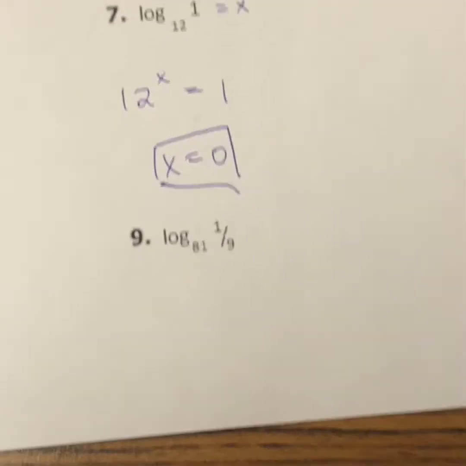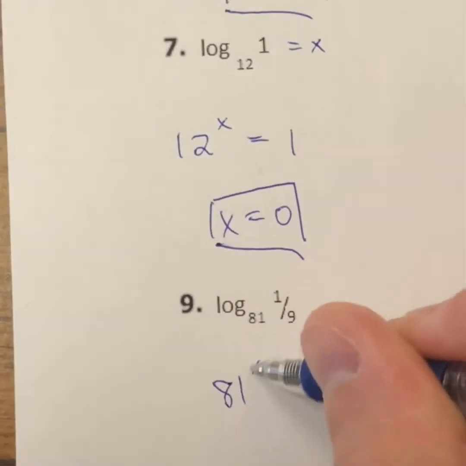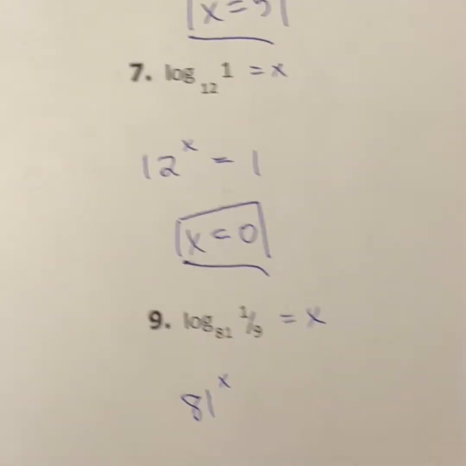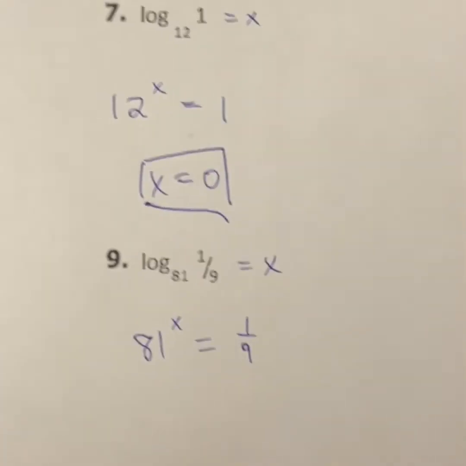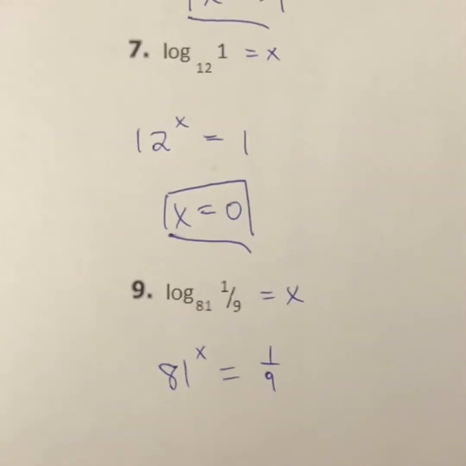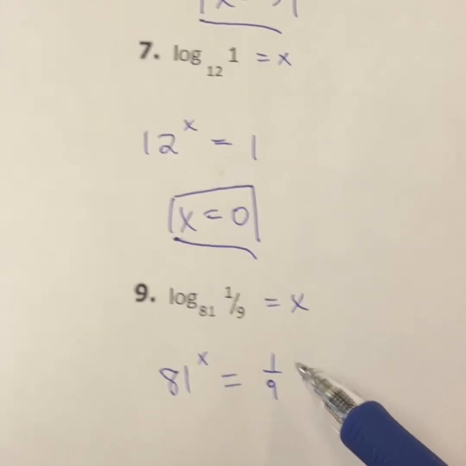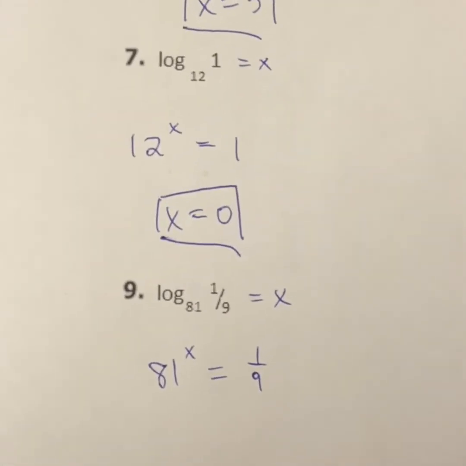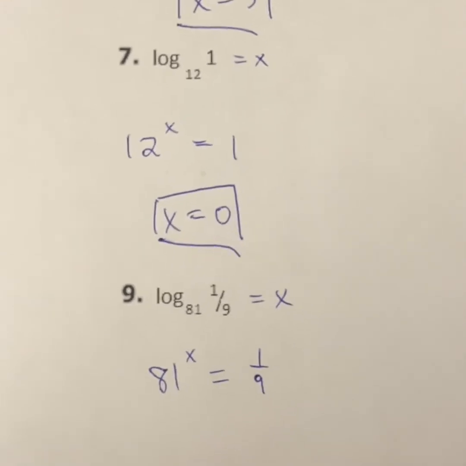Last two here. Okay, 81, that's our base. We're always starting with the base. 81 to what power equals 1/9? Once again, we're going from a bigger number in 81 to a smaller number in a fraction. So most likely there are going to be some fractions involved here, as well as some negatives.